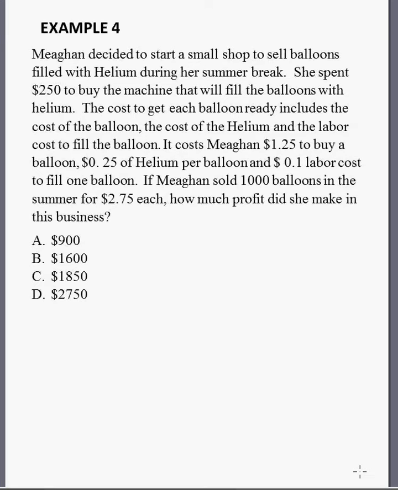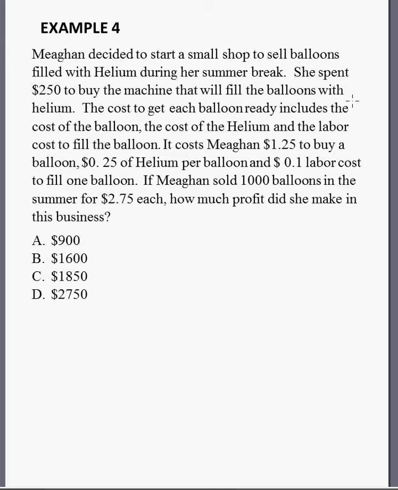In addition to that, the cost to get each balloon ready includes the cost of the balloon, the cost of the helium, and the labor cost to fill the balloon. It cost Megan 1.25 to buy a balloon, 25 cents of helium per balloon, and of course, a dime or 10 cents for labor to fill the balloon. If Megan sold 1,000 balloons in the summer for 2.75 each, how much profit did she make?